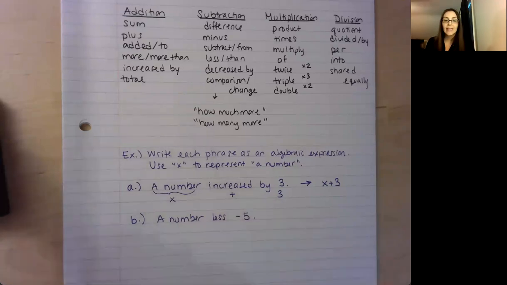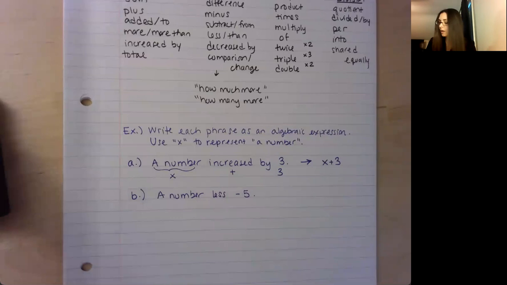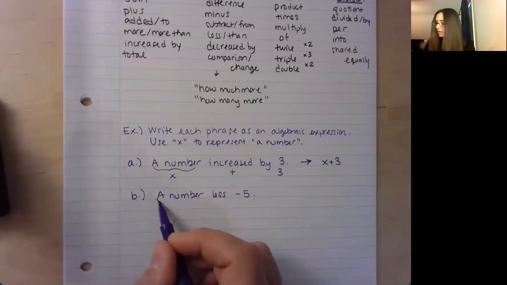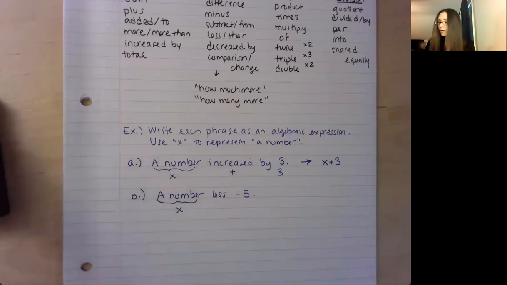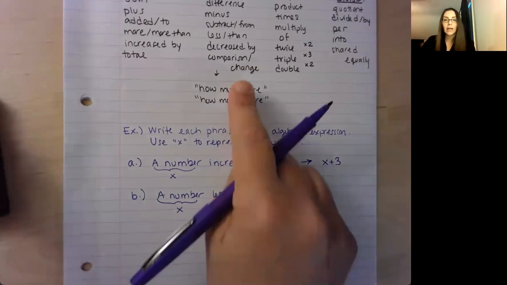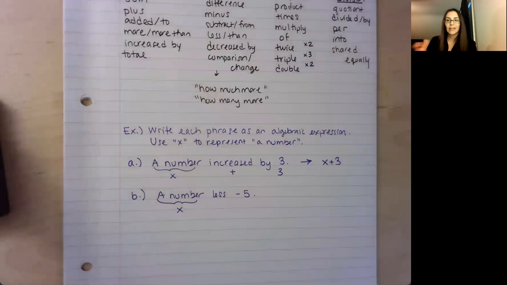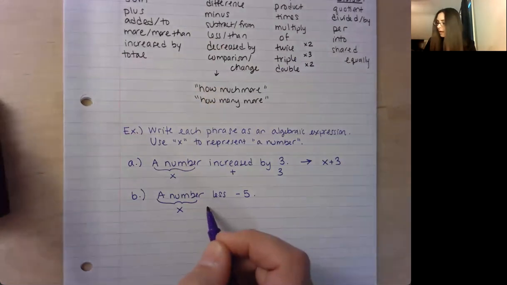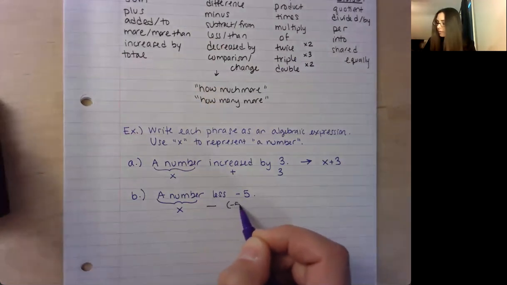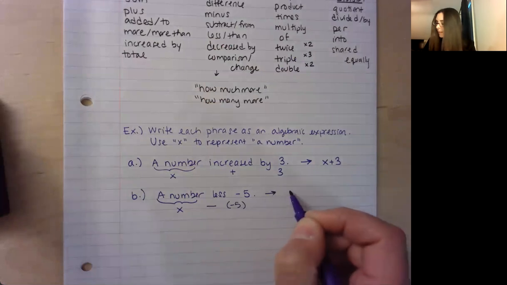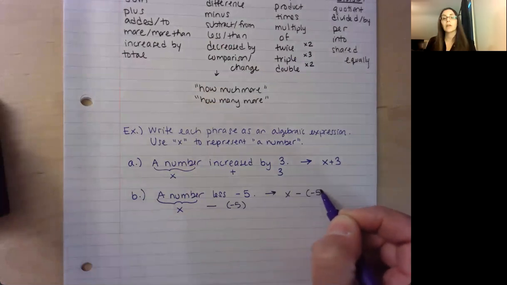A number less -5. So again, a number is just x in this case. Now, less does mean subtraction, and there's no than, it's just less. So if it's just less, it's regular subtraction, and then you have a -5. So I have x minus -5. So that's the original phrase.